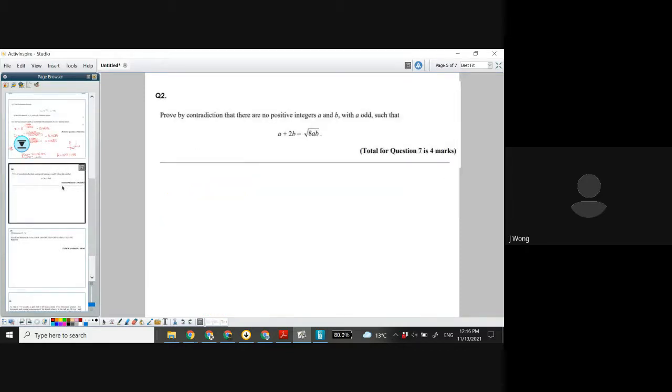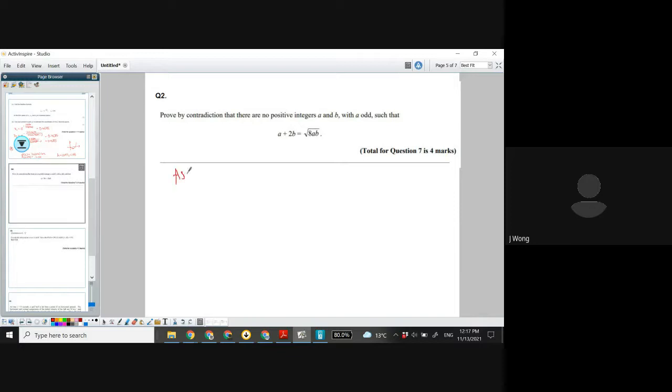Question 2. So this is a proof by contradiction question, a question that we always fear because there's not really any repetitive questions, and it really asks you to think right on the spot. Okay, so they say prove by contradiction that there are no positive integers a and b, where a must be odd, such that that equation holds. Okay, so in proof by contradiction, we're just going to start by assuming the opposite.